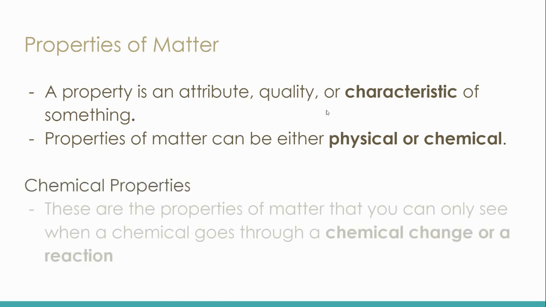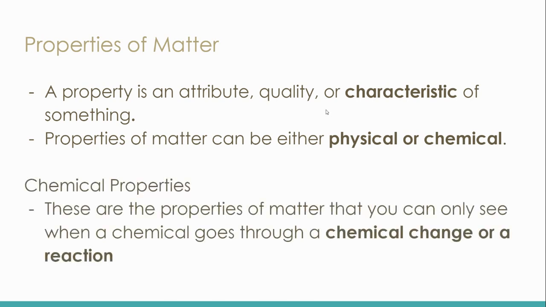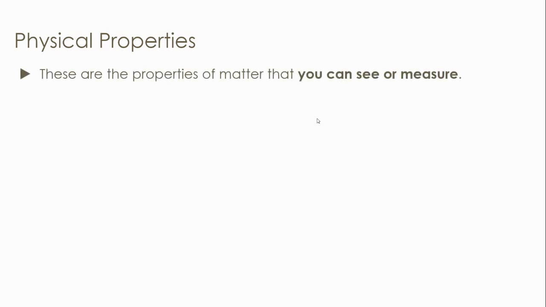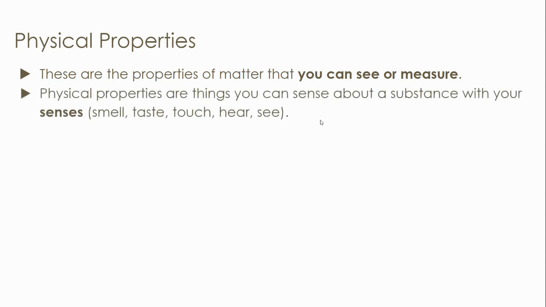Chemical properties. These are the properties of matter that you can only see when a chemical goes through a chemical change or a reaction. Okay? So until something actually happens, you won't know what the chemical properties are. Physical properties. These are the properties of matter that you can see or measure. And physical properties are things you can sense about a substance with your senses.